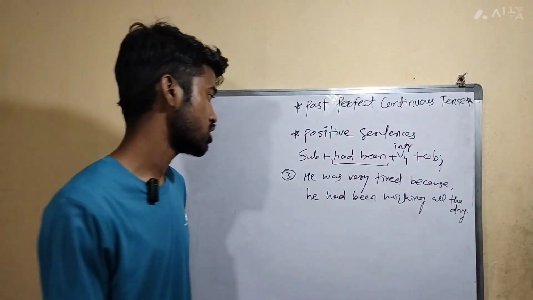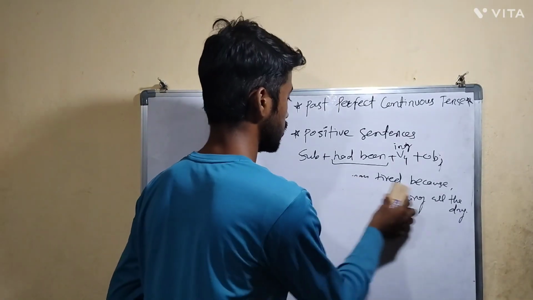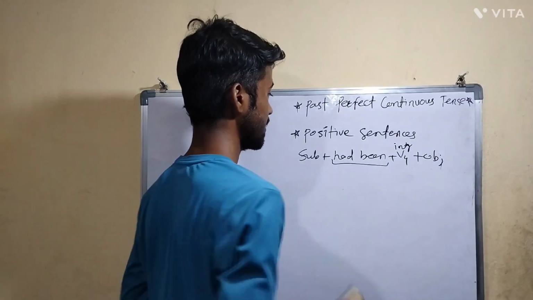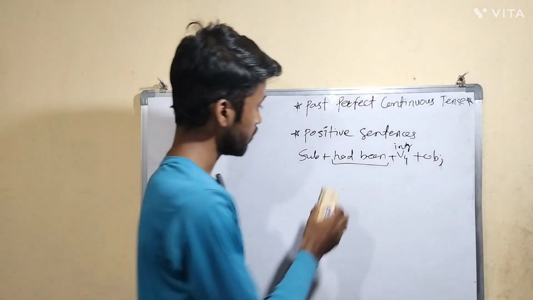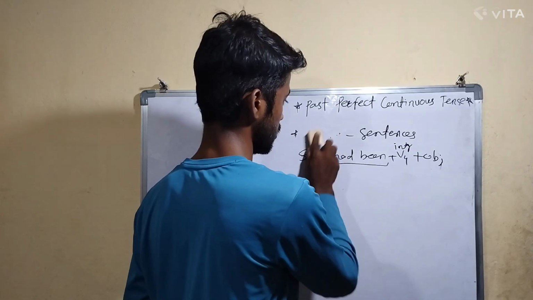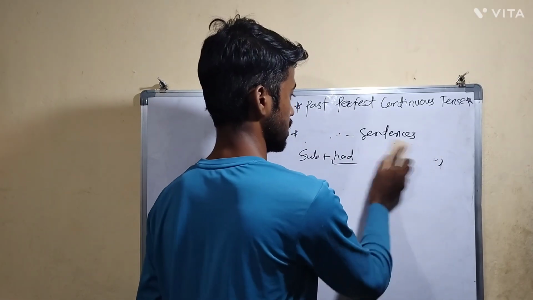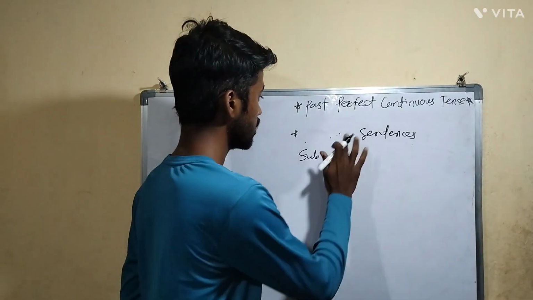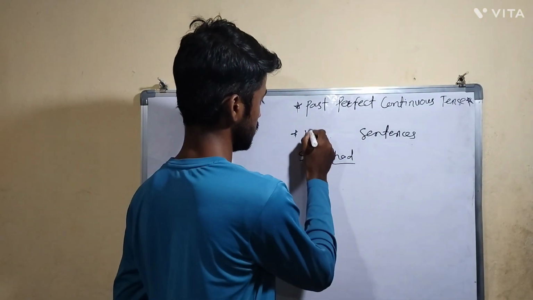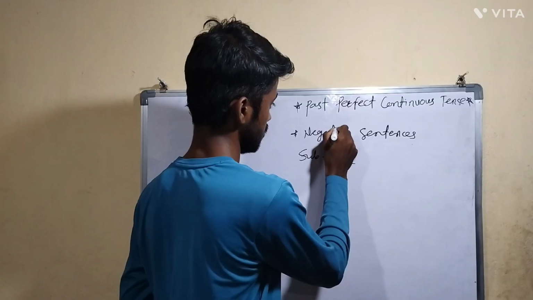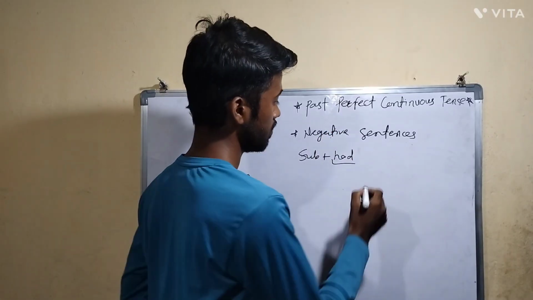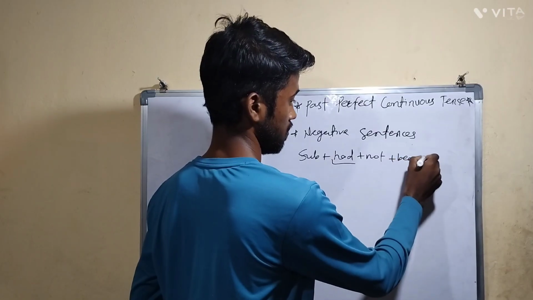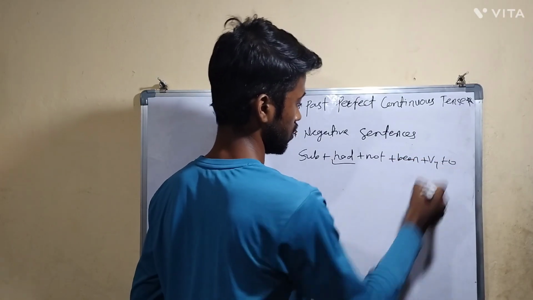So now we will see the negative sentences. This is all about positive. Now let's move to the negative sentences. It is very easy. After had, I'll change it. Had not been. So here, not will come after had. Negative sentences: subject plus had plus not plus been plus fourth form of verb plus object.